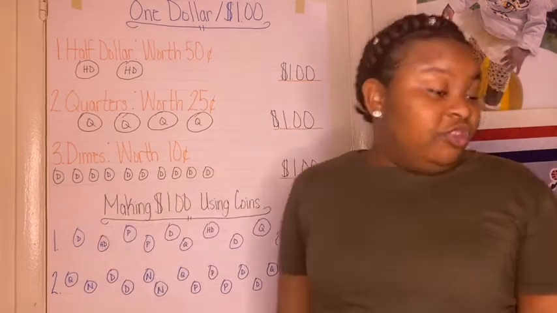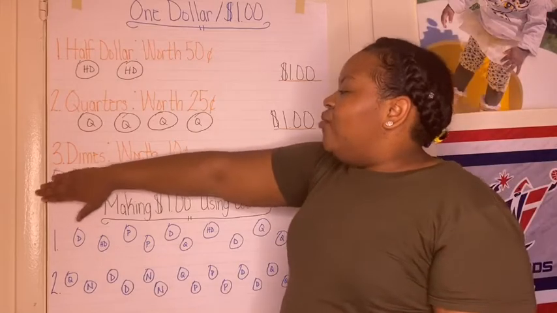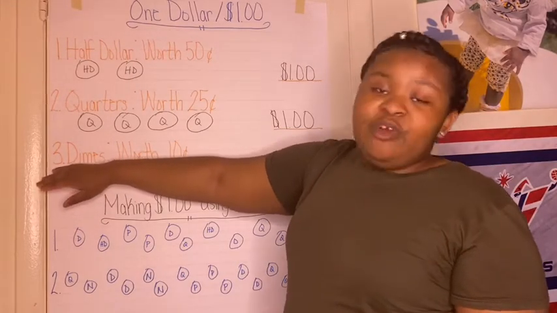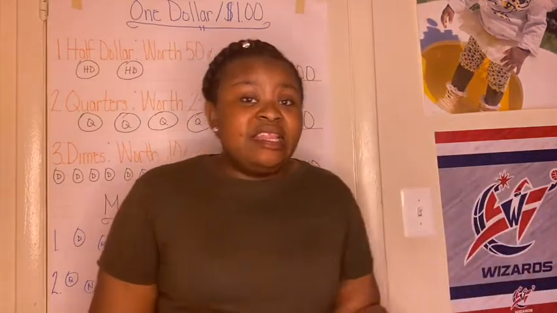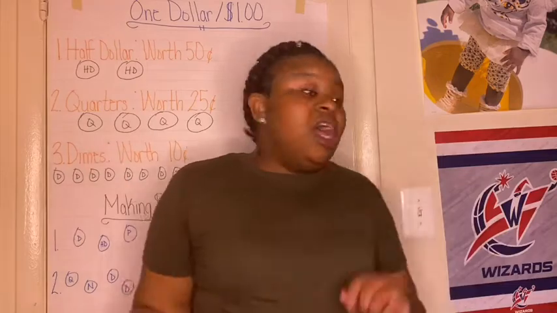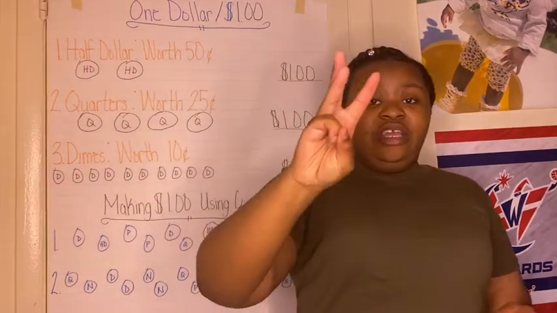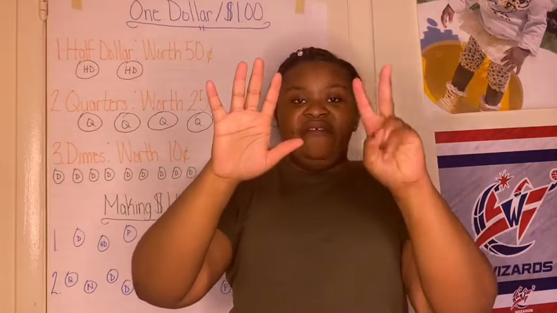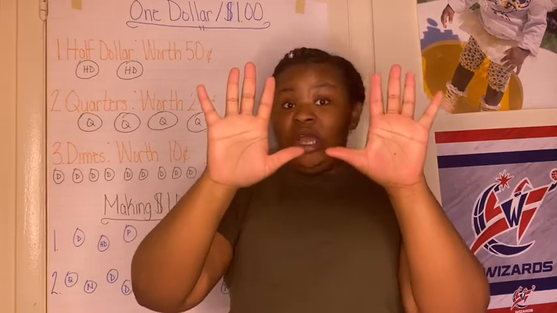All right, let's look at number 3. It says dimes. So first things first, I am well aware that a dime is worth how much? A dime is worth 10 cents. So if a dime is worth 10 cents, how many tens would I need to get to $1? Let's see. I have 10, 20, 30, 40, 50, 60, 70, 80, 90, 100 or $1.